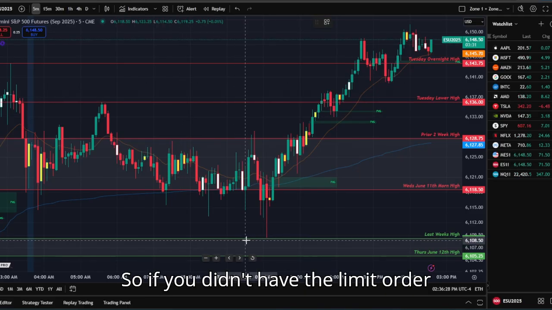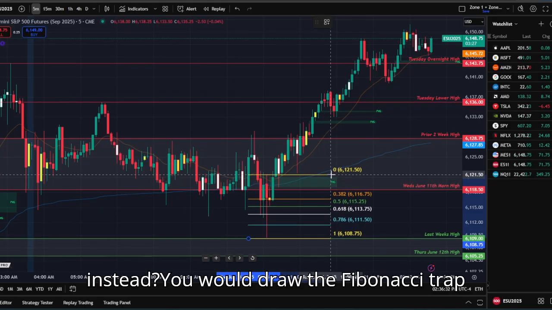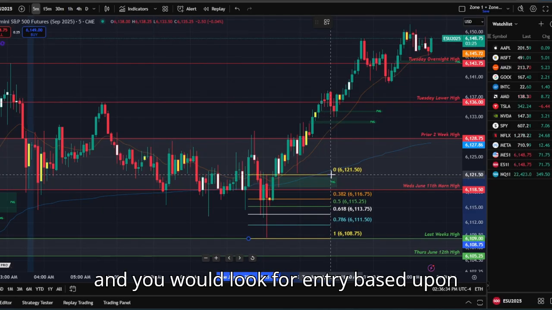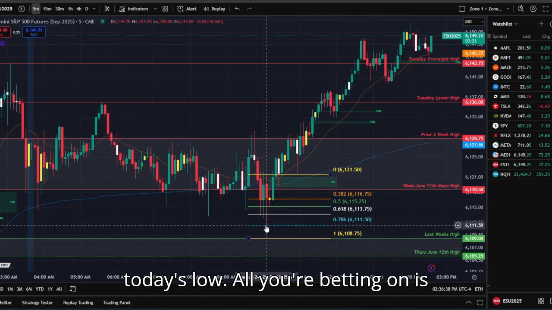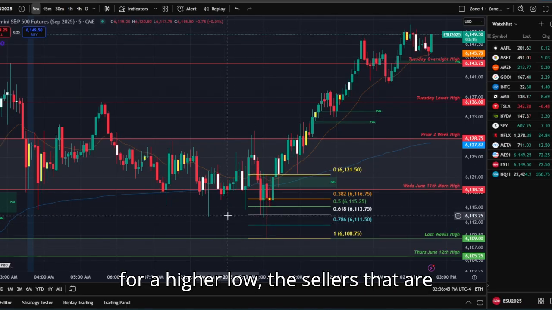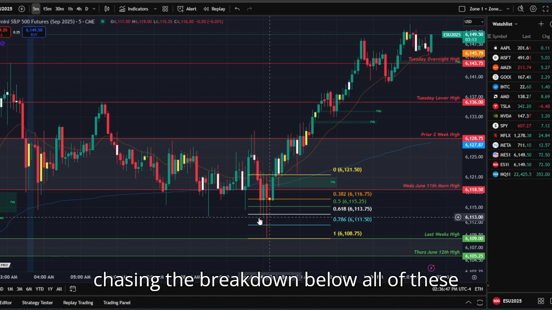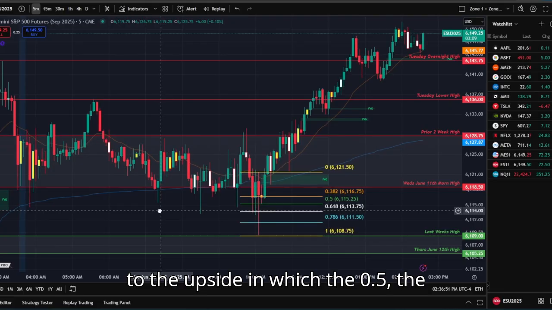So if you didn't have the limit order waiting at 6109, what would you do instead? You would draw the Fibonacci trap and you would look for entry based upon the higher low that's reacting off of today's low. All you're betting on is that the low of day can potentially be established, and if we are to pull back for a higher low, the sellers that are chasing the breakdown below all of these lows are trapped, creating liquidity back to the upside.